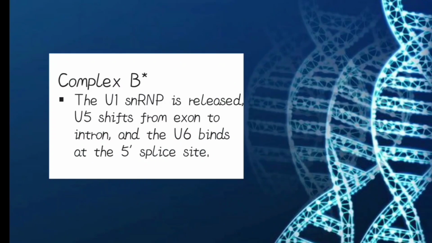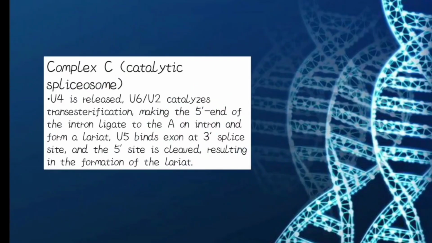In complex B', the U1 snRNP is released. U5 shifts from exon to intron and the U6 binds at the 5' splice site. In complex C, U4 is released.